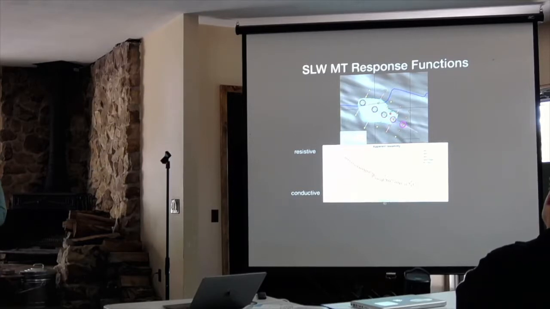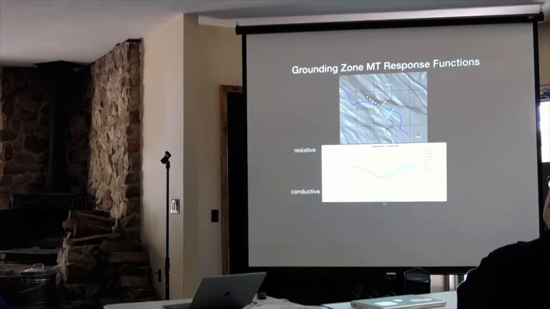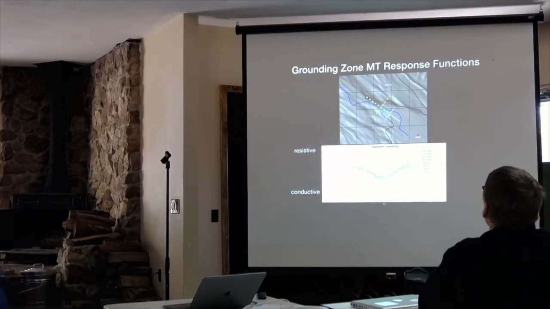So this tells us there's something fundamentally different about our off-lake sites. And I'll quickly show the grounding zone responses as well. The darker colors are what we think are grounded sites, and the lighter blue colors are floating sites. So this black line is our grounding zone. And we can see again there is a fundamental difference between the floating sites and the grounded sites, which is what we would expect.